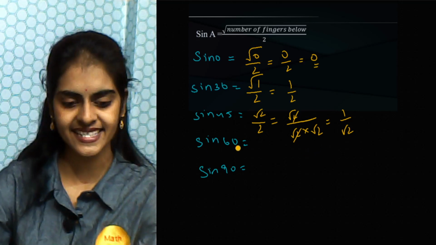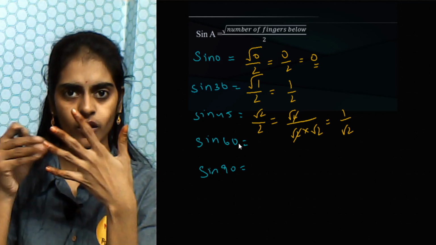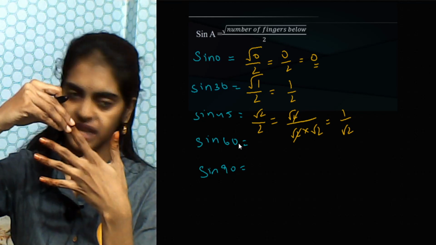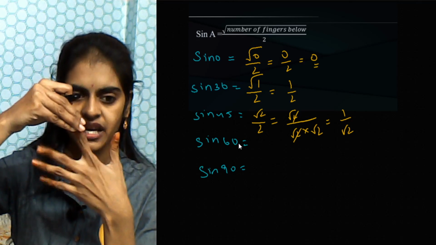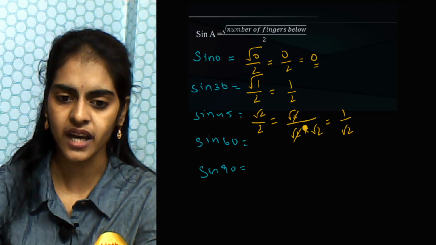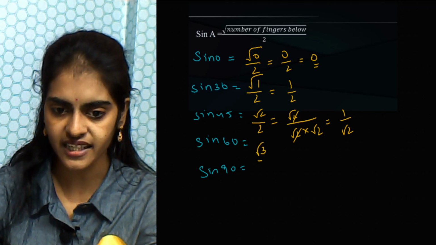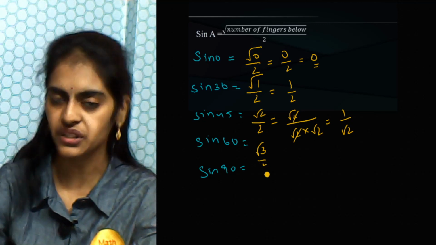Now what is sine 60? Again the same concept. Here you have the fingers: 0, 30, 45, and this is 60. How many fingers are below this 60 degrees? There are 3 fingers below 60. So let us write the formula: under root 3 divided by 2. You cannot simplify anything here, so it is root 3 by 2.